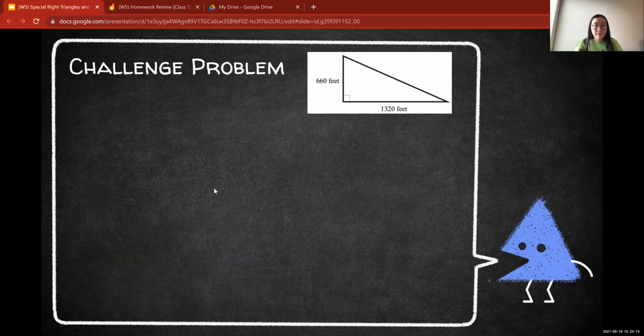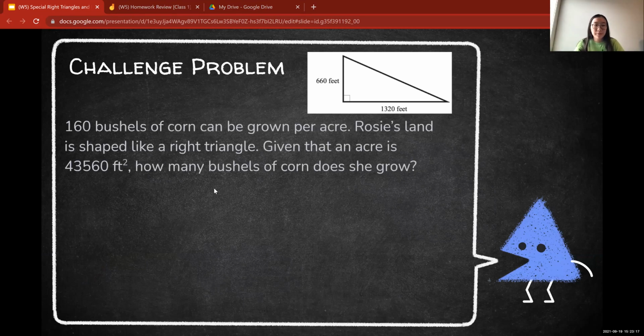Okay, on to a more challenging problem. 160 bushels of corn can be grown per acre. And there's Rosie's land up there in the picture. Her land is shaped like a right triangle. Given that an acre is 43,560 feet squared, how many bushels of corn does she grow?